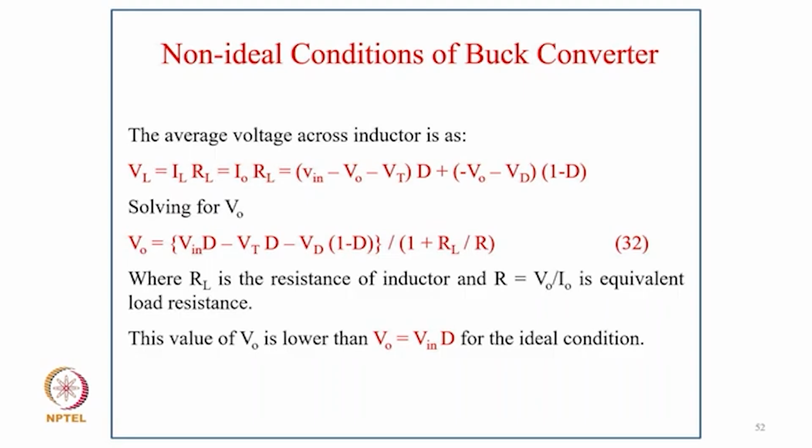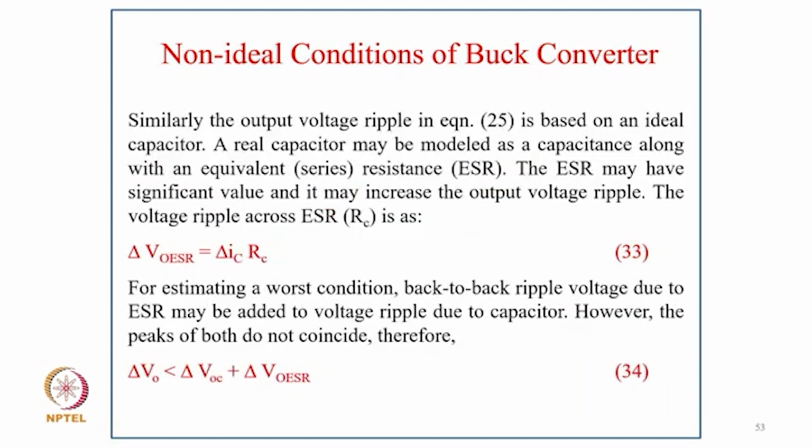So where I consider the resistance of the inductor and R equal to the load resistance, the value is lower than Vo equal to Vin, which is for the ideal condition. So it means in practical conditions the output voltage will be lower than in the ideal condition. Similarly, the output voltage ripple is based on an ideal capacitor.